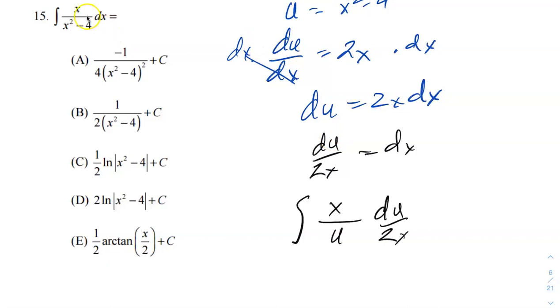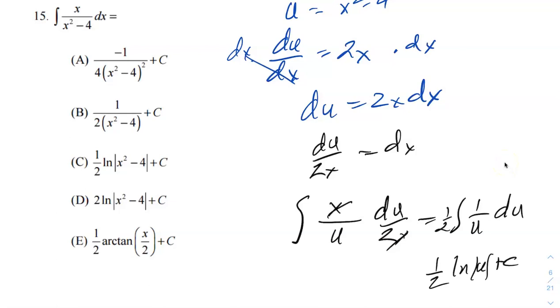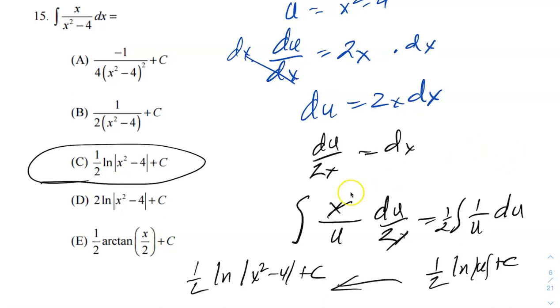Again, the x on top stays, nothing happens to the x. The bottom is now u, and my dx is now du over 2x. The x's cancel, and you get the integral of 1 over u. Pull out the 1/2, almost forgot about that, du. Integral of 1 over u du is natural log, so I get 1/2 natural log of u plus c. Then plug your u back in, so 1/2 natural log of x squared minus 4 plus c. So there we go.